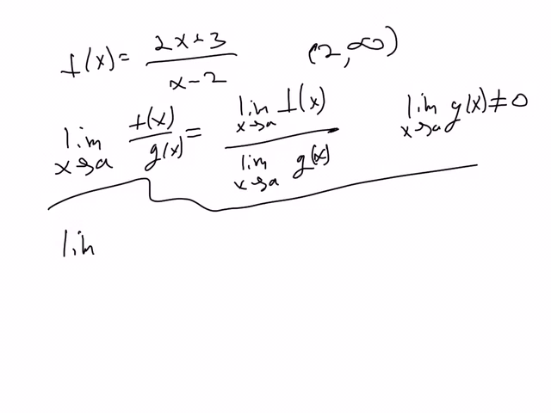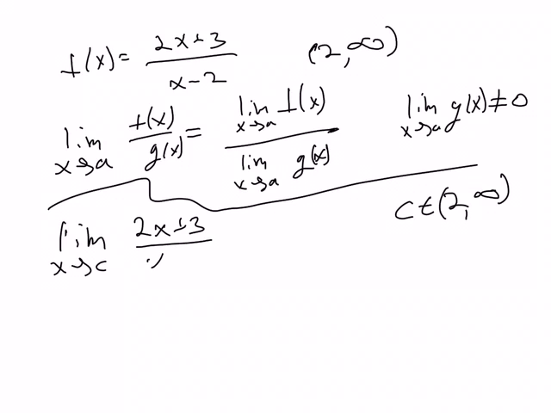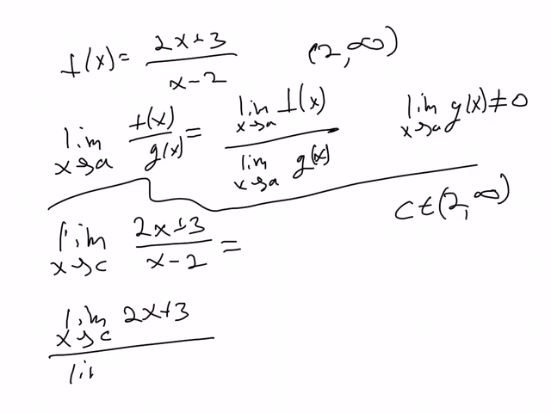So we can say that the limit as x goes to any number, let's say c, where c is an element of the interval 2 to infinity, of f of x, which for us is 2x plus 3 over x minus 2, is equal to the limit as x goes to c of 2x plus 3 over the limit as x goes to c of x minus 2, simply because c is in the interval from 2 to infinity, but not including 2.